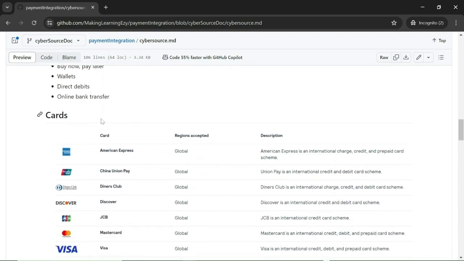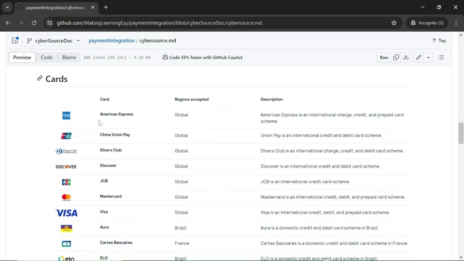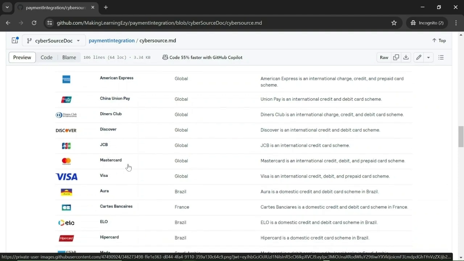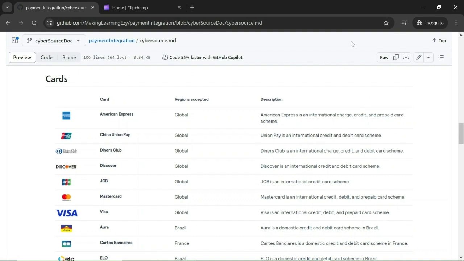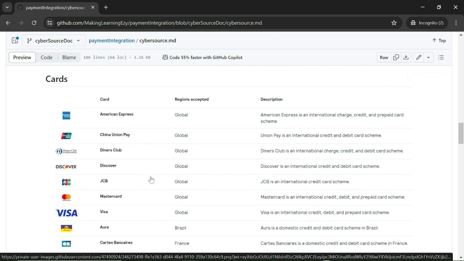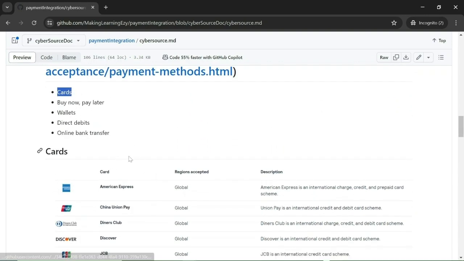First, cards. CyberSource supports multiple card options, debit card and credit card both. Here you can see which types of cards are supported by CyberSource: American Express, China UnionPay, Diners Club, Discover, JCB, Mastercard, Visa. All these cards are global, meaning they are accepted in multiple countries. There are a few country specific cards like Elo and Hipercard in Brazil, Mada accepted in Saudi Arabia, and RuPay, which is accepted in India. So as per your need, you can offer multiple card options to the customer to collect the payment.